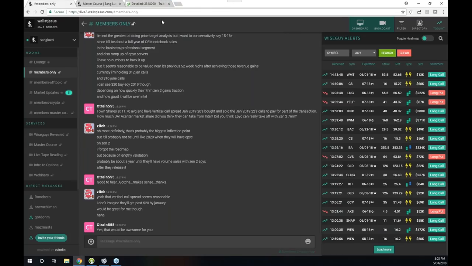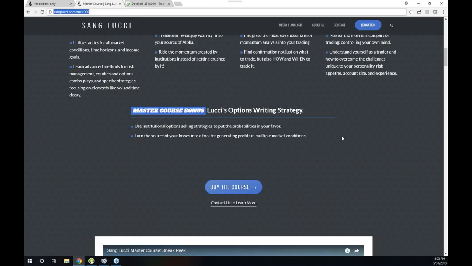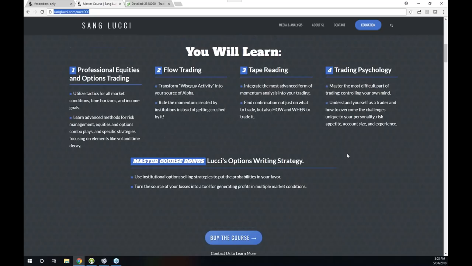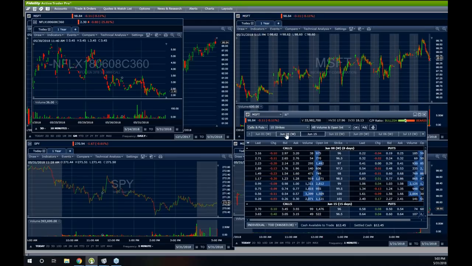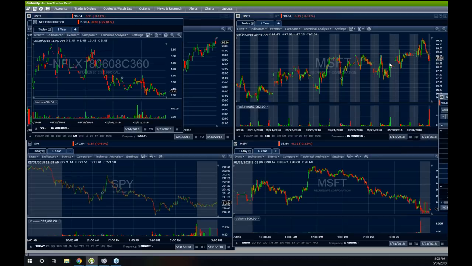Anyways, if timing is your biggest issue, then it's always going to be an uphill battle for you on the options. You know what I mean? You guys can see it with the Microsoft right here. How come I'm not playing weeklies on the Microsoft? Well, look at this tape. This tape is garbage.